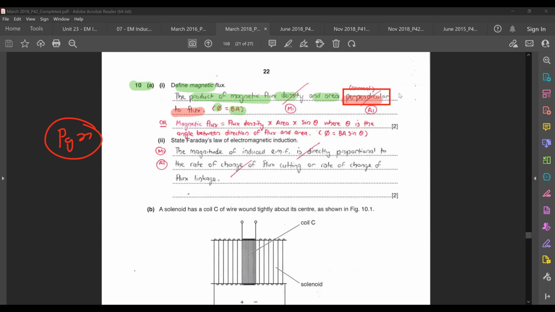And then after that, state Faraday's law of electromagnetic induction. Magnitude of induced EMF is directly proportional to rate of change of flux cutting, or rate of change of flux linkage, or rate of change of flux now.